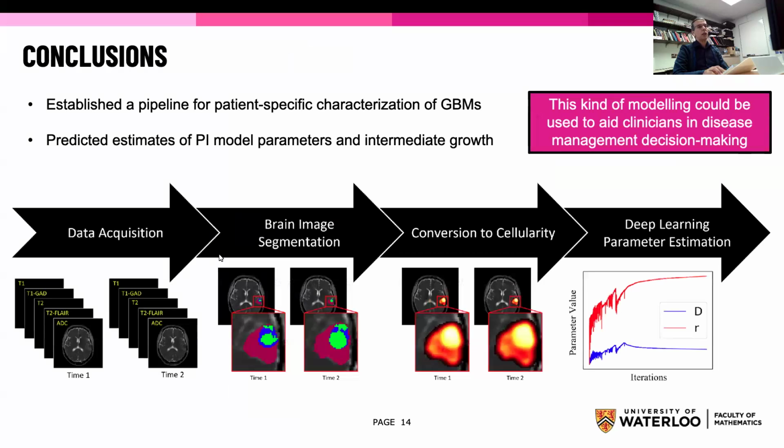So in conclusion, we have established this simple pipeline for patient-specific characterization of GBMs, providing accurate estimates of the model parameters and intermediate tumor growth, which can be used for GBM treatment planning. There are, of course, many extensions to this work. One can include a non-constant diffusion coefficient, like a diffusion matrix, and use other types of imaging techniques. We can also add treatment like radiotherapy or chemotherapy to this pipeline, and that's what we are working on now.